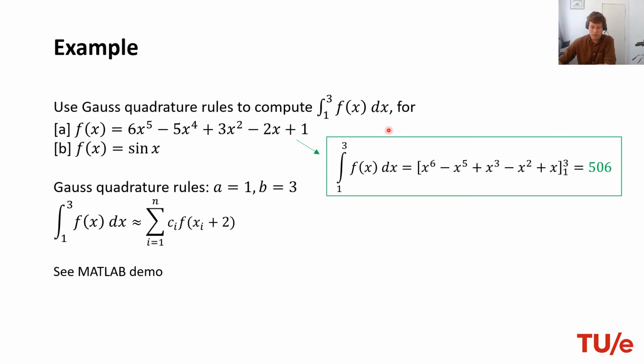So that's the true value, and now we can try to approximate this true value of the integral with these Gauss Quadrature rules and see what this means for the accuracy. So we approximate this integral with this weighted sum of coefficients times Gauss points, where these Gauss points are shifted with this distance of 2. And we use a sum of n terms. I show this to you in the next slide in a MATLAB demo.